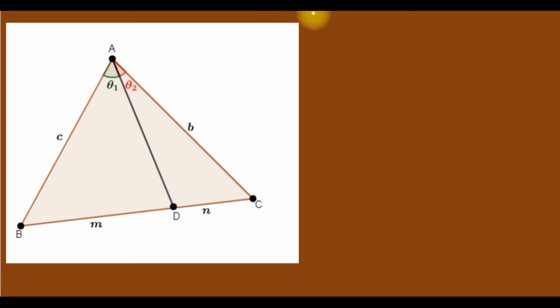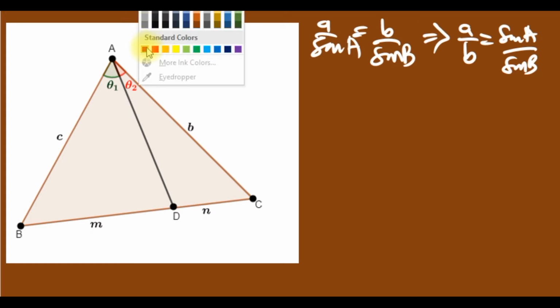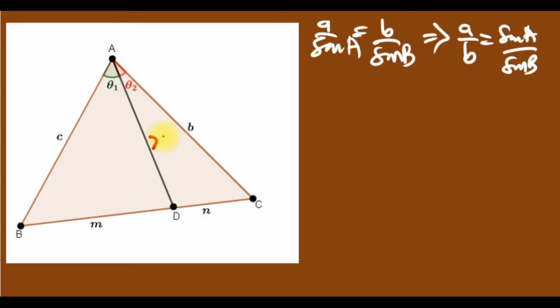We know from the sine rule that a over sine A equals b over sine B, which implies that a over b is the same thing as sine A over sine B. So that's the first thing we have to know. Let's call AD x. So we see that m over x, using the sine rule, using the formula, is sine theta 1 over sine b.